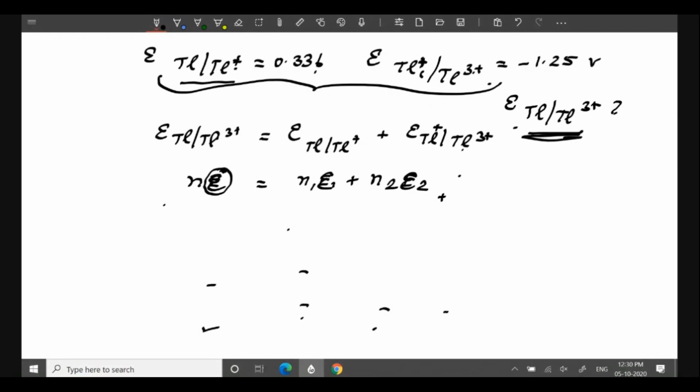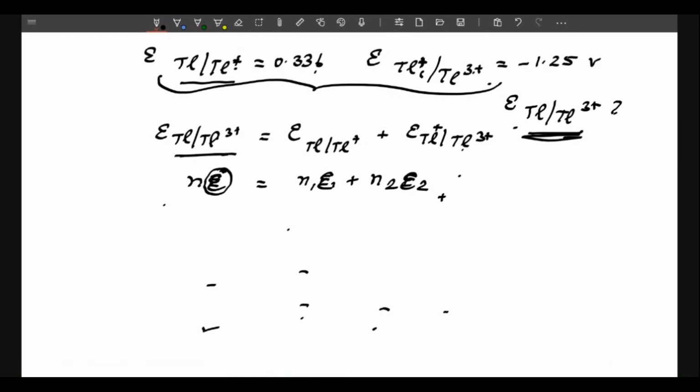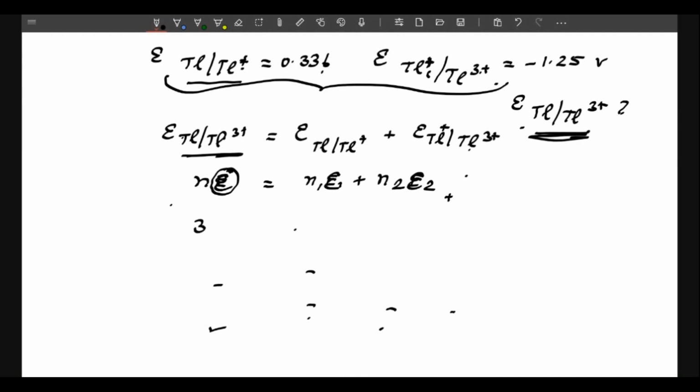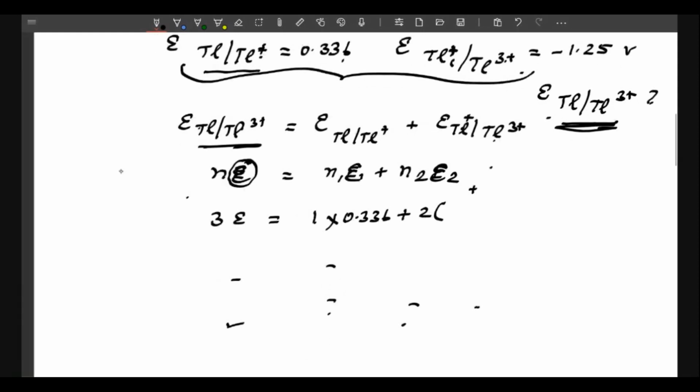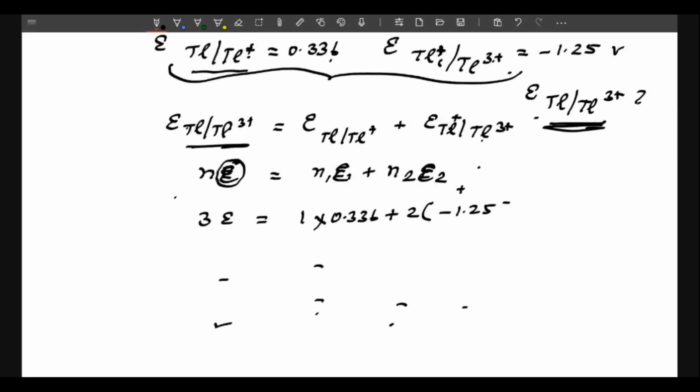Okay. What is N? N is the number of electrons involved in the process. Now, what is the number of electrons involved in the process? Looking into the reactant and products, 3 electrons are involved. Therefore, 3 into epsilon is equal to, here N1, this one, how many electrons are involved? 1 electron. What is the E1? 0.336 plus how many electrons are involved? 2 electrons into the value given, minus 1.25.